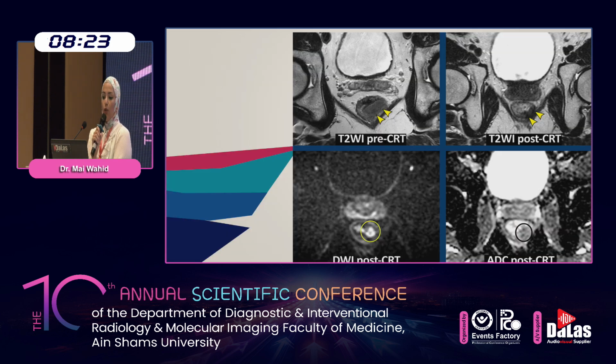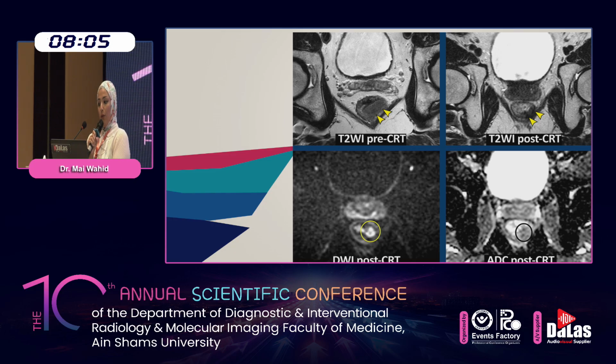We can see here an image in the pre-chemo and the post-chemo radiotherapy. At the post-chemo radiotherapy, we have high signal in the diffusion sequence in the inner aspect of the rectal tumor, as we can see here, corresponding to a low signal at the ADC sequence. So here there is still remnant of the tumor post-chemo radiotherapy.